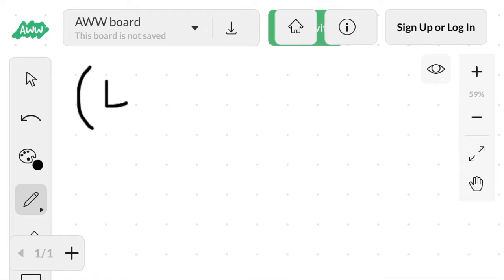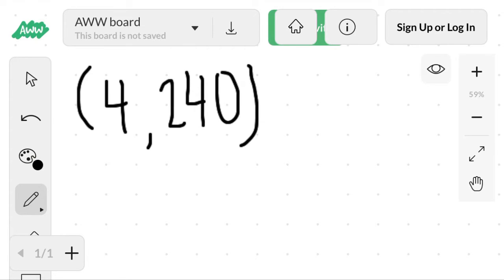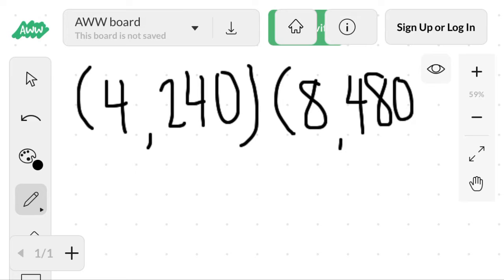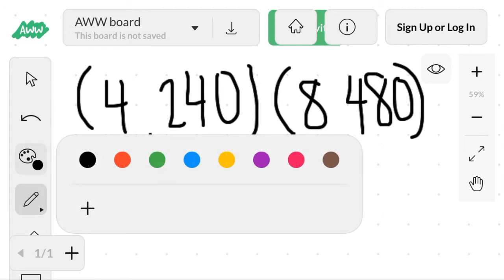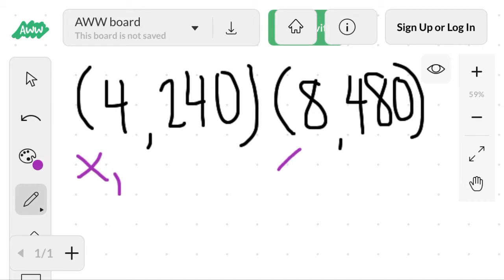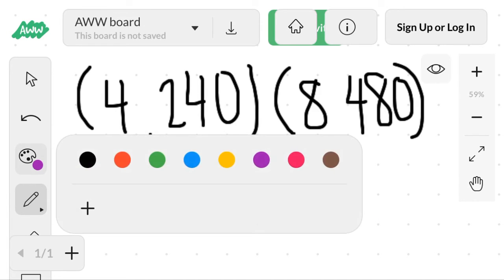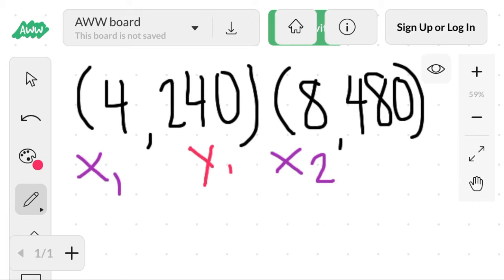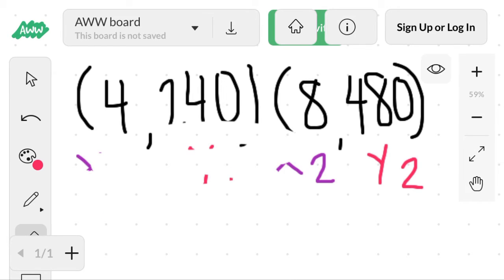So, to make sure the slope is correct, you can take literally any two of the ordered pairs from the table. I use (4, 240) and (8, 480). You label the numbers on the left of the parentheses x1 and x2 with one color, and take another color and label the numbers on the right y1 and y2.